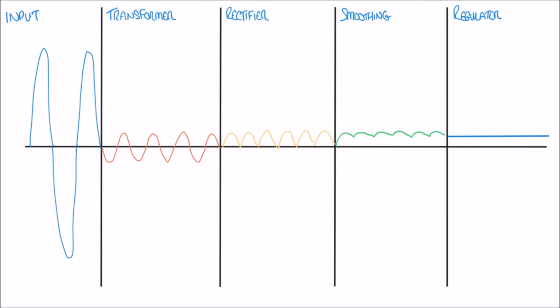So I hope you found this video useful. First of all, at looking at rectifiers and how we can convert an AC waveform into a DC waveform. And then finally, how we can apply that in the context of power supplies, putting together these 4 stages in order to convert a large AC waveform into a perfectly smooth DC output.